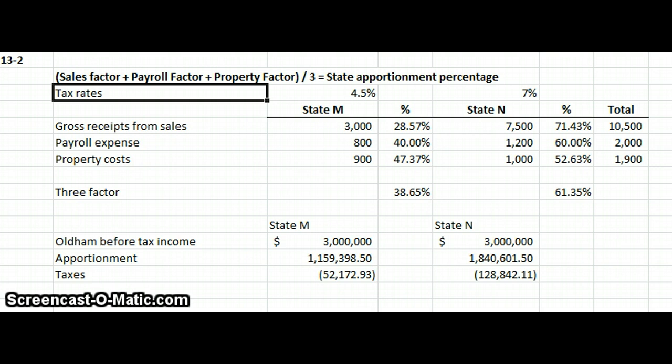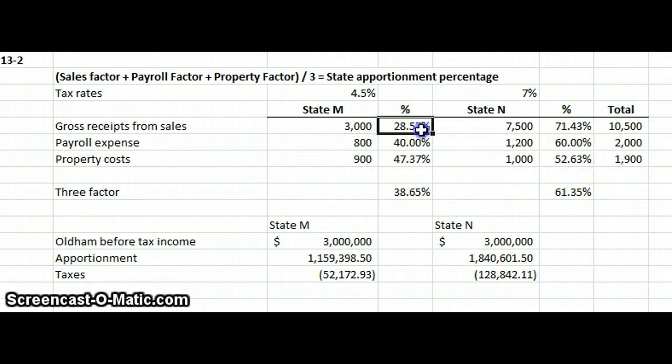State M's corporate tax rate is 4.5%. State N's corporate tax rate is 7%. This year, Oldham had the following sales, payroll, and property, in thousands of dollars in each state. And that table's here: gross receipts from sales, payroll expense, and property costs. So we have 3,800, 900, 7,500, 1,200, and 1,000. Our total is 10,500, 2,000, and 1,900.